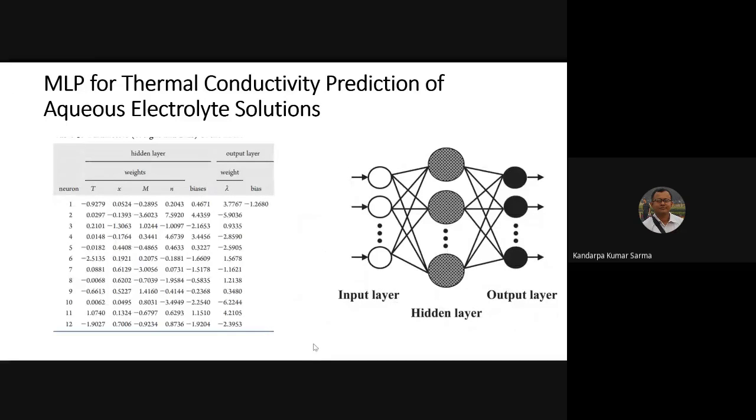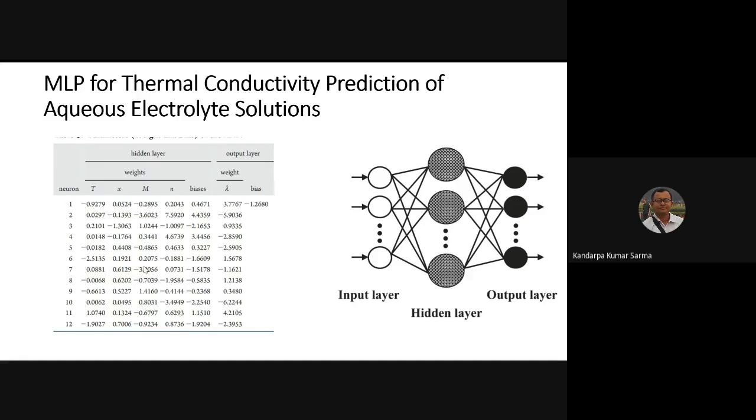Then people have reported the prediction of thermal conductivity by the use of multi-layer perceptron. You see the versatile nature of the multi-layer perceptron. People have used the multi-layer perceptron for doing detection, prediction, regression of thermal conductivity of liquid solutions.